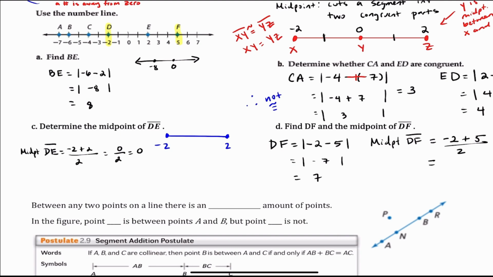So -2 plus 5 is just 3. Divide by 2. And okay, well, we have 3 over 2. You can leave that as your answer if you want, or if you want to divide those two numbers, that's fine. You can say 1.5. So the midpoint of segment DF is 3/2 or 1.5.